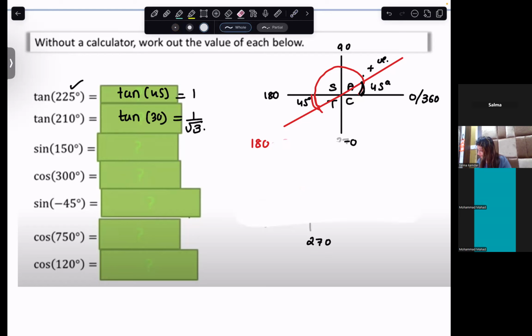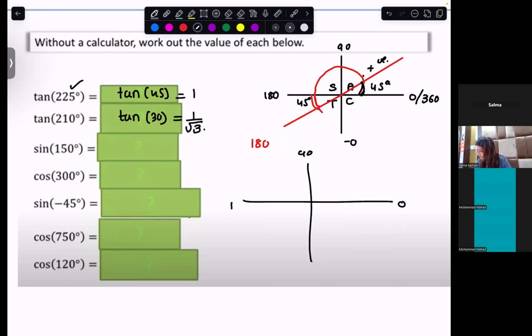We take the acute angle over the x-axis. Sine 150. You start with your 0, 90, 180. This is 150, right? So we take the x-axis, so it's going to be 30 degrees.